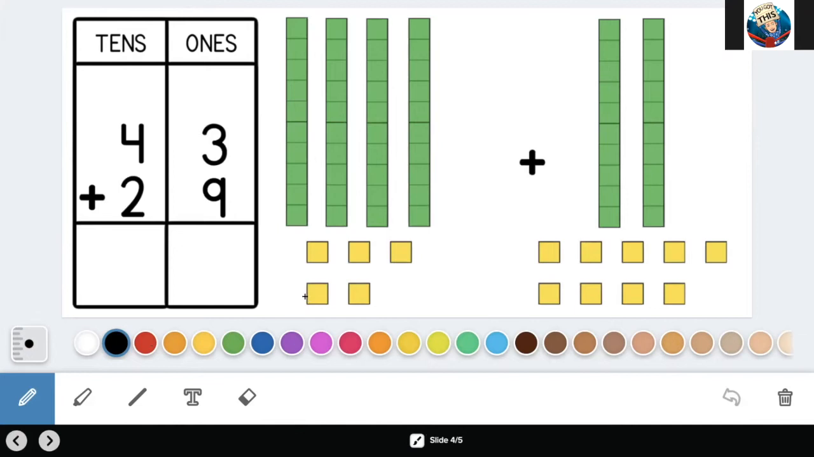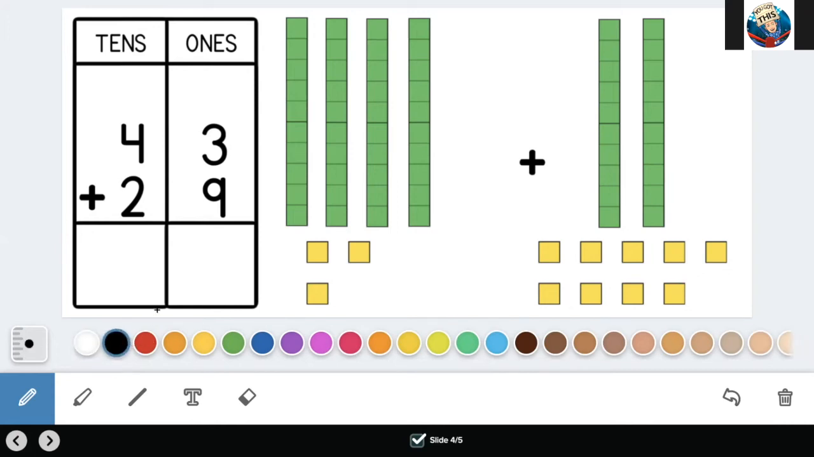Check this one out. Now we're adding a double-digit number plus another double-digit number. This is supposed to be 43. I don't know what I was doing when I made this, so let me get rid of this quick. There we go. I have 43 and 29.